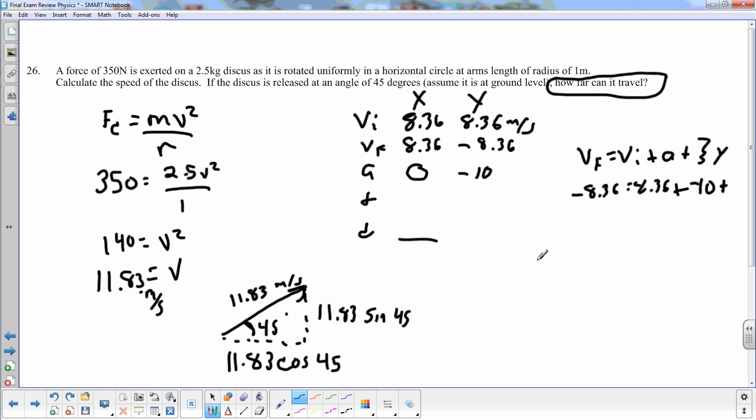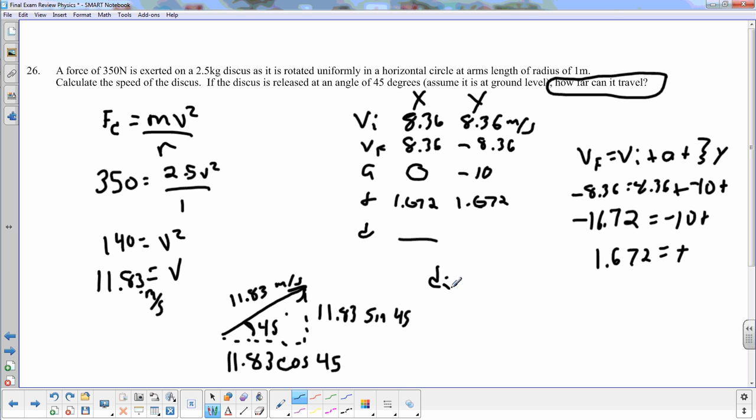Now I can do dx equals vit plus 1/2 at squared, all in the x. Dx equals, that's going to be 0 because my acceleration in the x is 0. Vit, so 8.36 times 1.672. Let's do that out. 1.672 times 8.36. 13.997 meters. So, not bad.